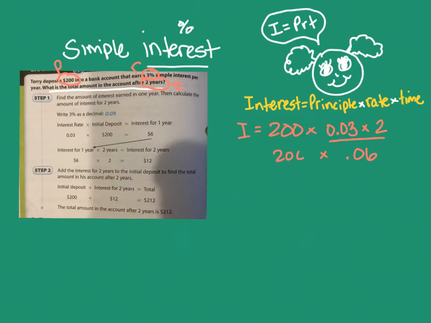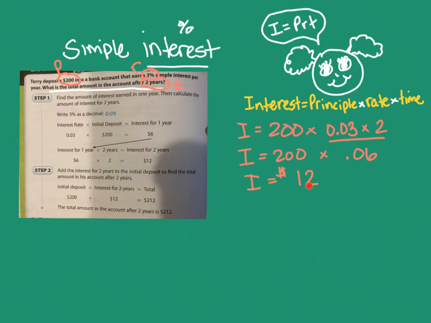Bring down what you haven't done yet. And then 200 times 0.06 is 12. And so what we've just learned is the interest that he earns over the 2 year period of time is $12. And that's what they found, of course. They did the interest for 1 year, and then they multiplied it by 2. We just kind of did that in one whole swoop. We did the 0.03 times 2 years and multiplied it by the amount. So whichever way makes it easier for you, that's fine.